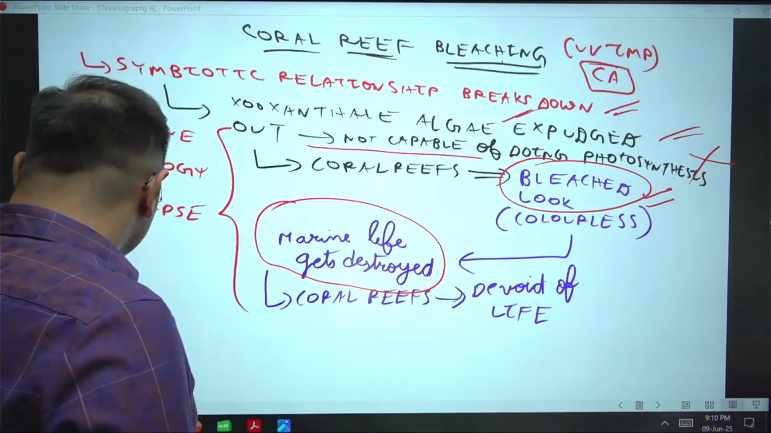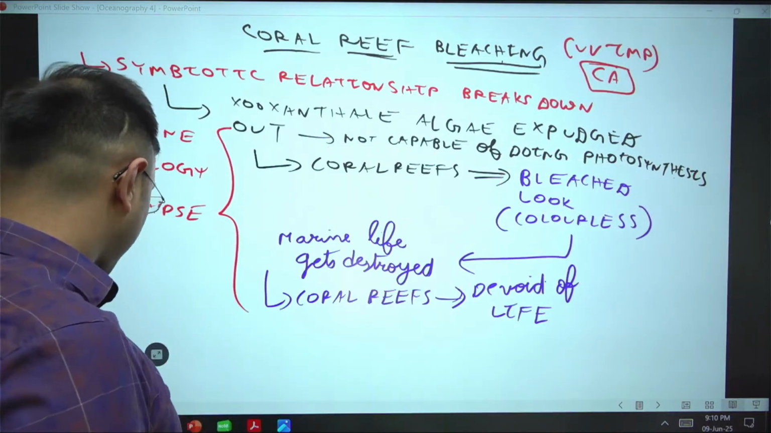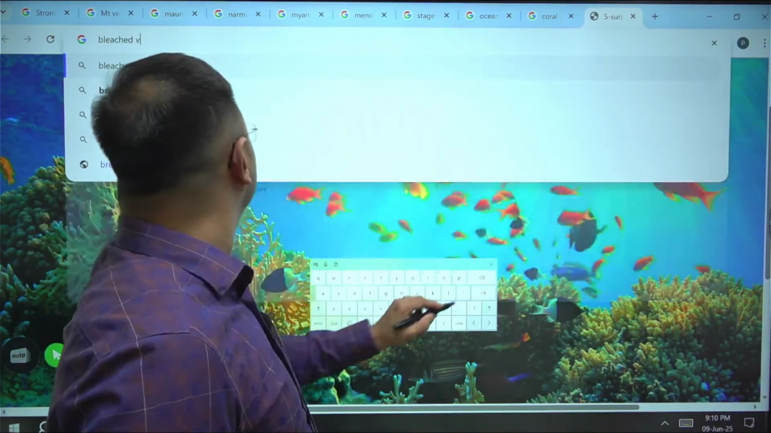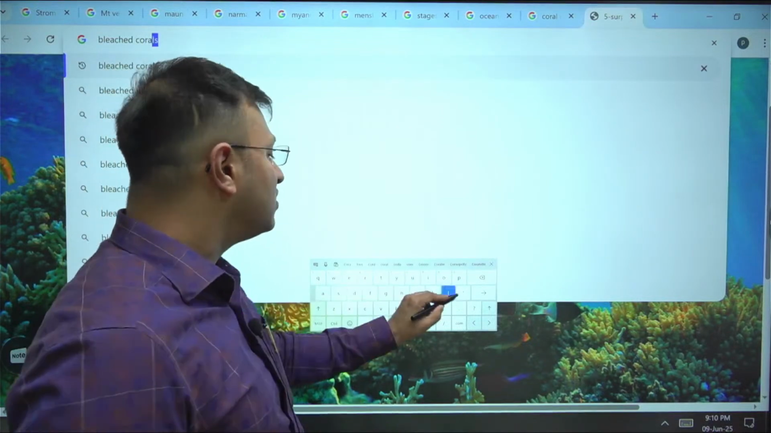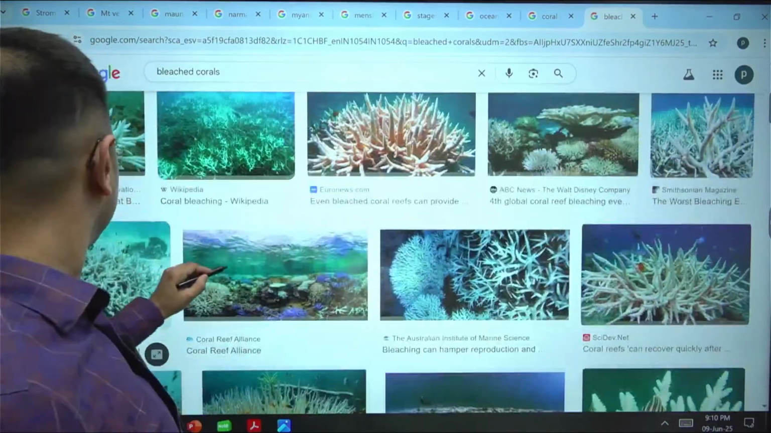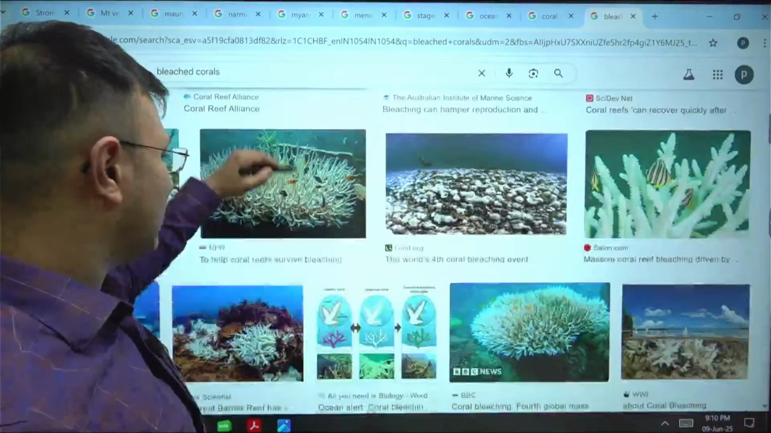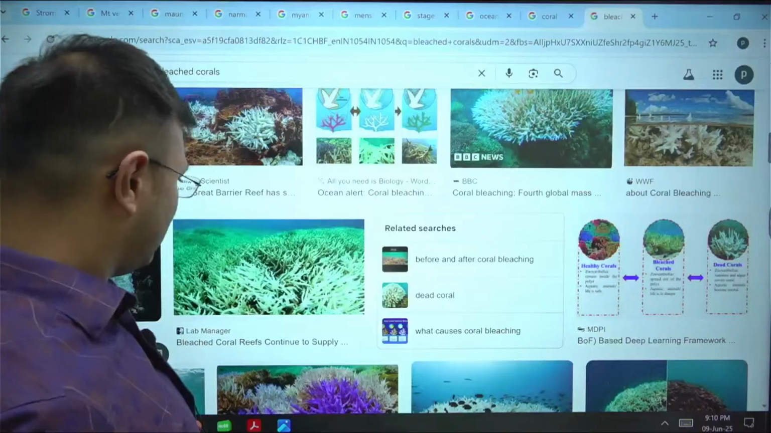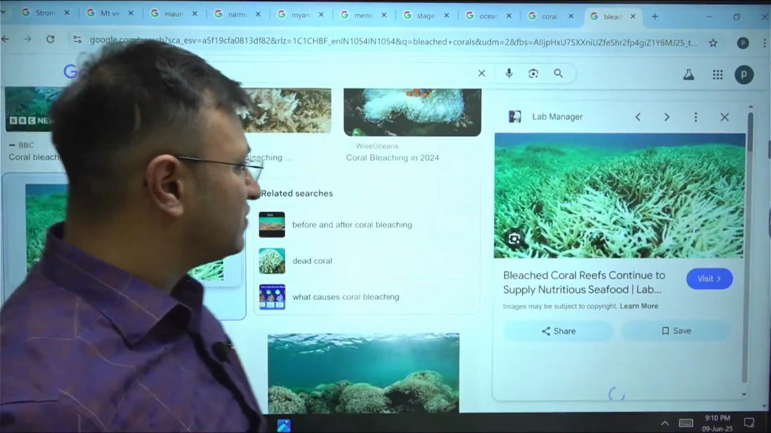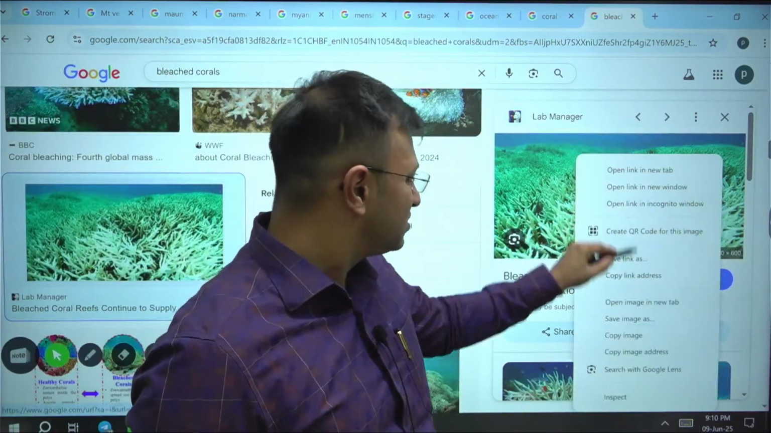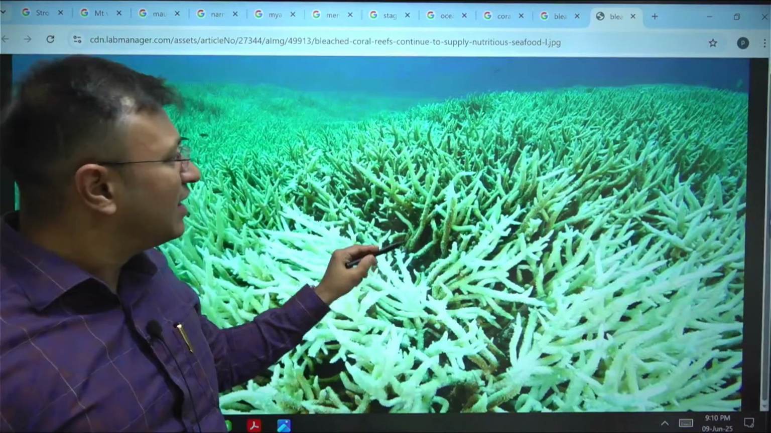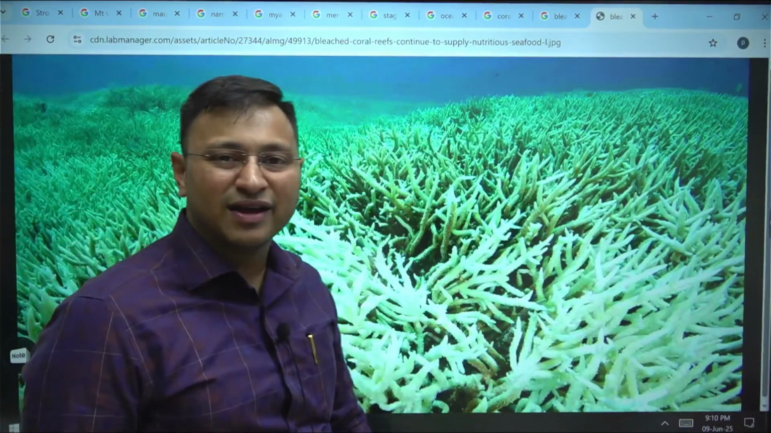If I'm just showcasing to you what a bleached coral looks like. See, this is how bleached coral looks. Completely devoid of life. It's completely haunting. Just get a good picture of it. Yeah, this is a more convincing image. If you see this image, you can clearly see the pores of the coral reefs open. They don't have zooxanthellae algae. And the entire reef system is devoid of marine life.